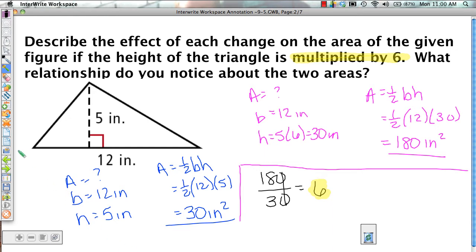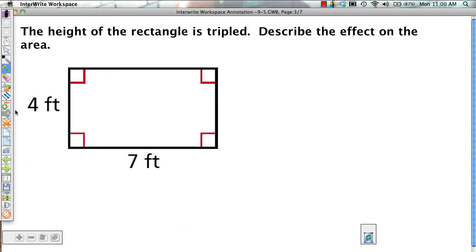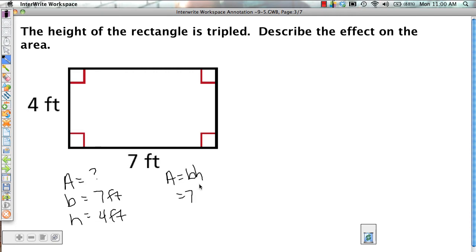Let's look at another example. If the height of the rectangle is tripled, let's describe the effect on the area. Well, if we were to find the original area, we have a base of 7 feet and a height of 4 feet. Area is base times height. So we have 7 times 4, which is 28 square feet.